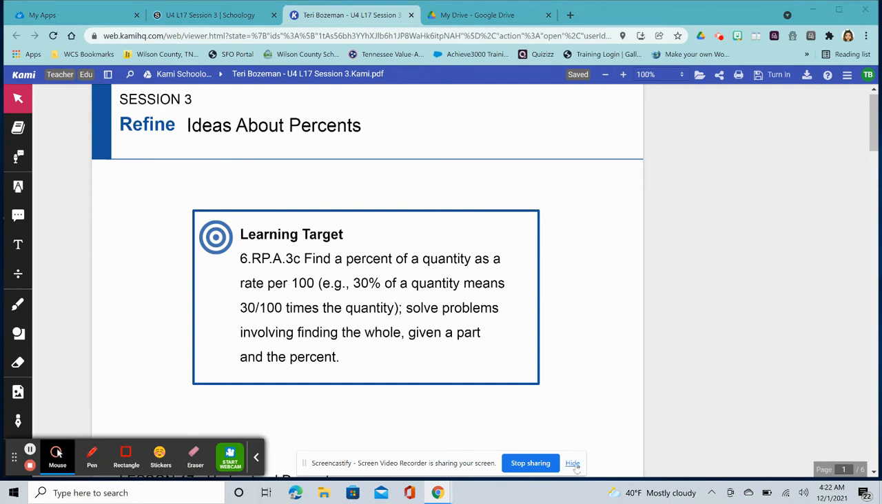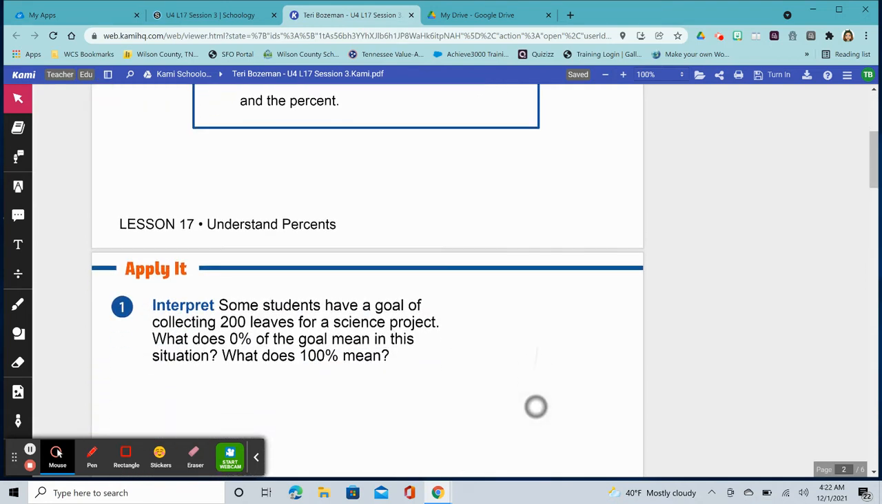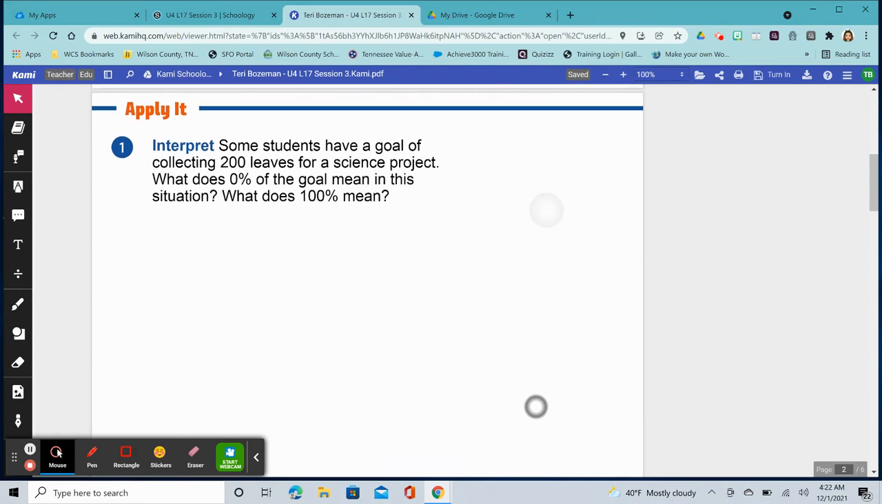Okay, so we're dealing with percents, and today we're going to be talking about ideas about percents. So these are all apply it problems. So if you want to do this without the video and then go back and check it, you can. Either way, doesn't matter to me. All right, guys. So the video is here for you if you need the help.